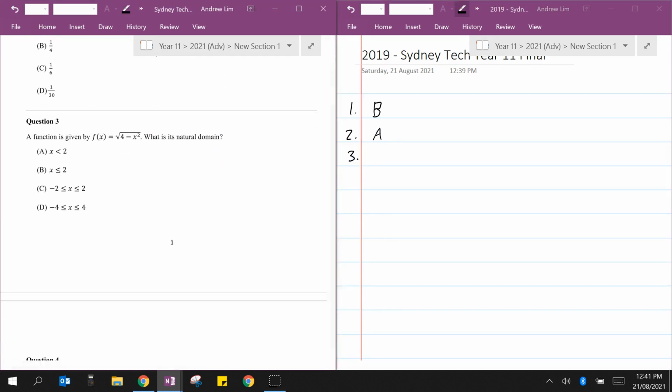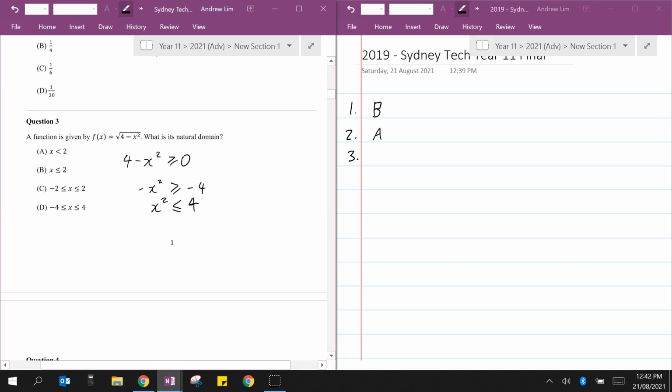A function is given by f of x is equal to root 4 minus x squared. What is the natural domain? So here we know, because it's underneath the square root sign, that has to be greater than or equal to 0. We can't square root a negative number. So I'm going to move the x squared to, actually I'll move the 4 across. Negative 4. I'll divide both sides by negative 1. That changes the sign to positive 4.